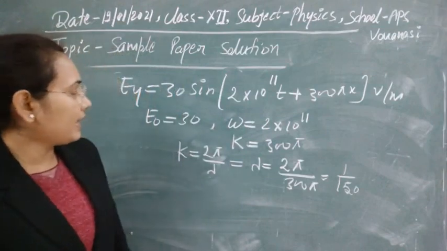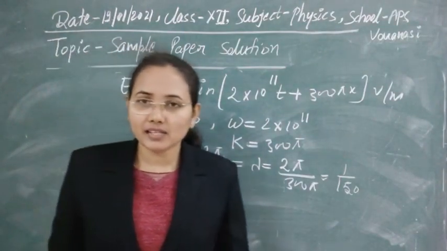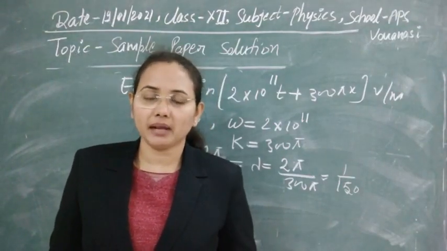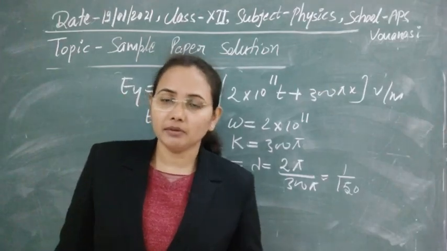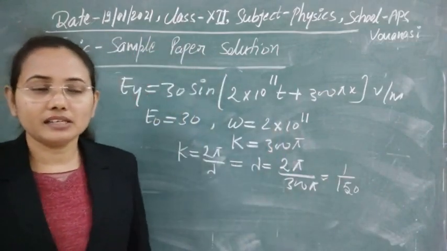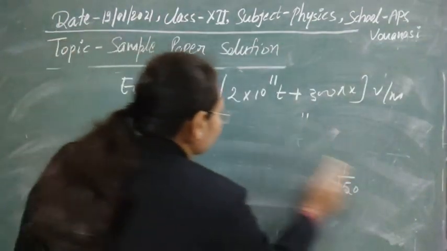The next, second question is to write down the expression for the oscillating magnetic field. By using the electric field you can also find the magnetic field. As you know, an oscillating electric field produces an oscillating magnetic field, and an oscillating magnetic field produces an oscillating electric field. So with the help of this you can easily find the oscillating magnetic field here.